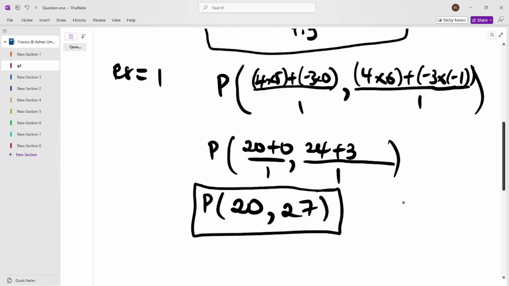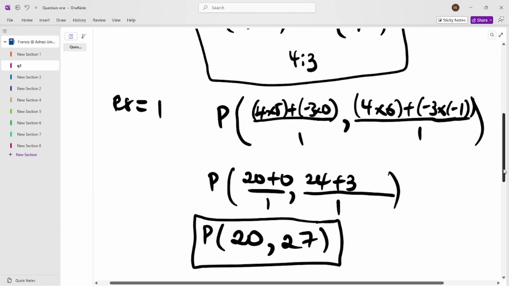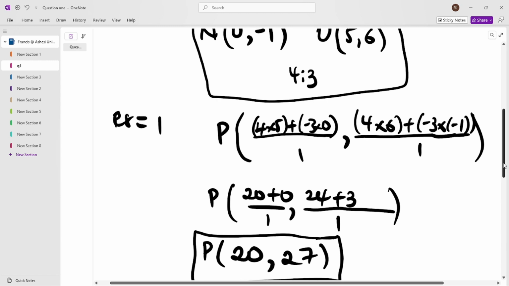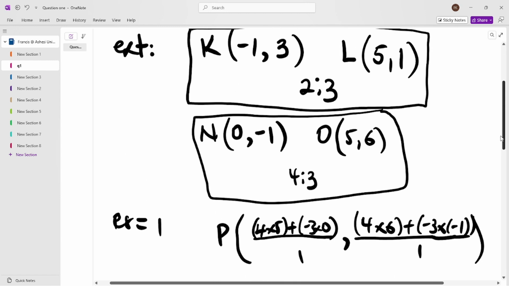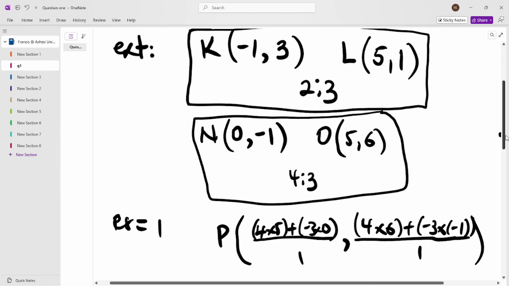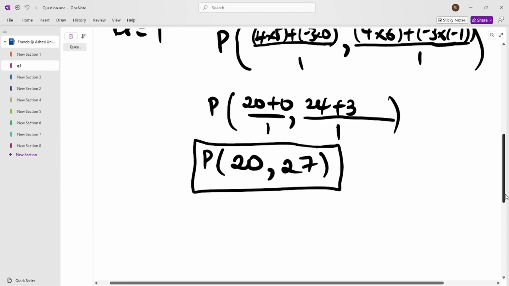Your numbers here, they were huge. They led up to 20 and 27. So Kennedy, are you ready or are you still evaluating? I'm ready. Okay.